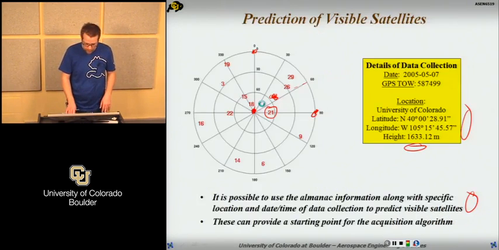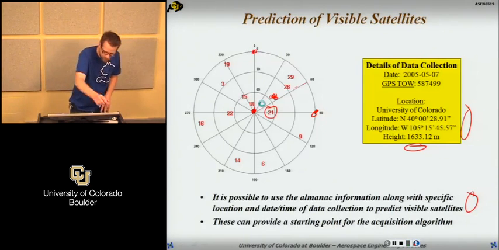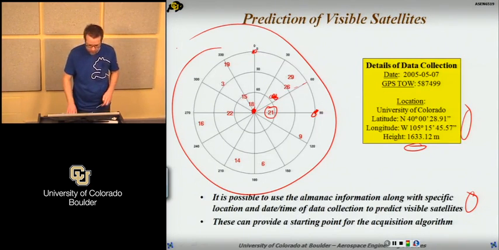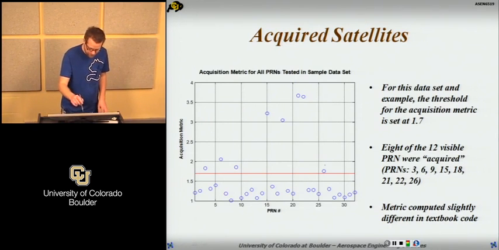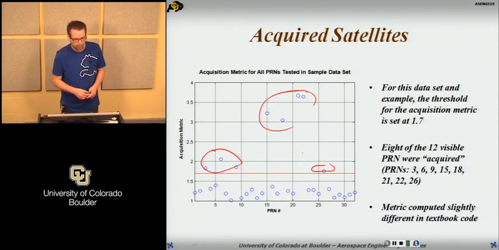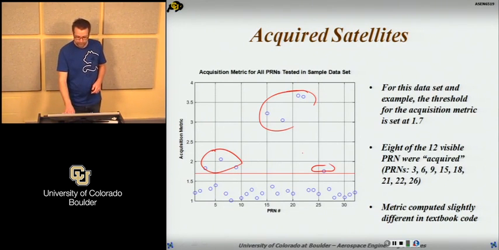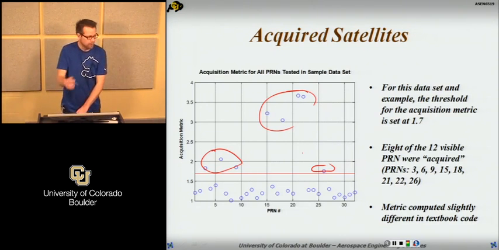So if we take this one, say we know where it's at, and we go through acquisition, these are the satellites we expect to find, right? And with the simple 1 millisecond acquisition, these are the satellites that we found. We only found 8 of the 12. So there should be other signals present, but we couldn't pick them up.